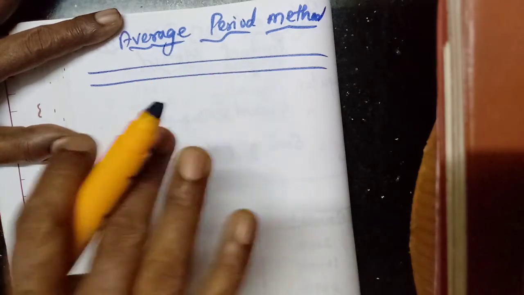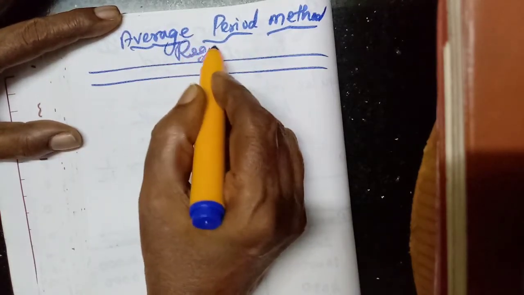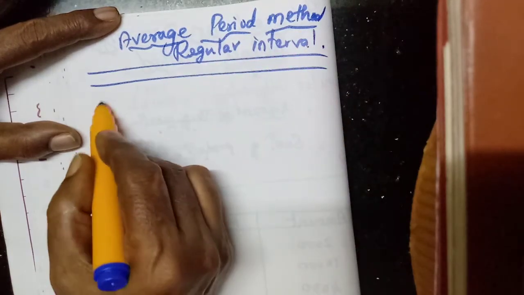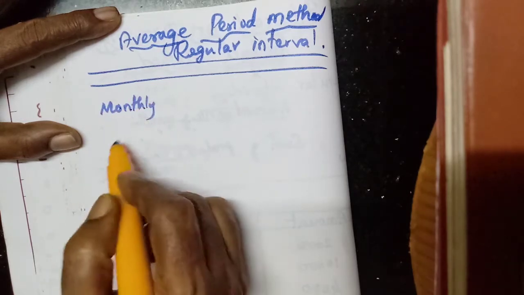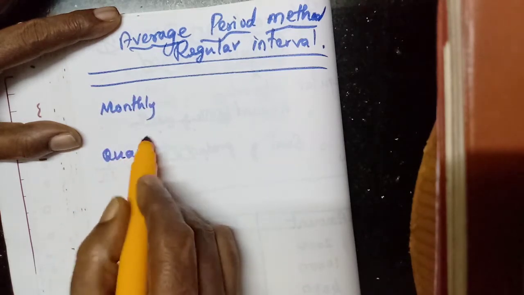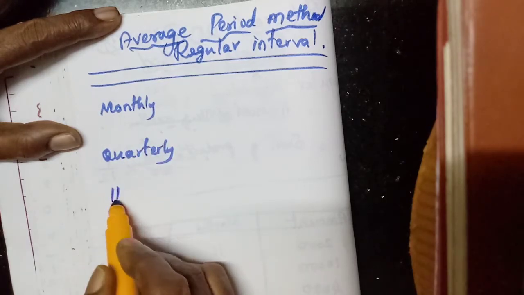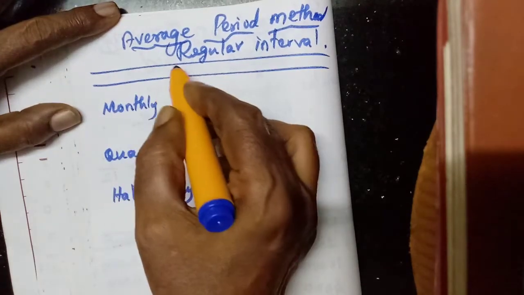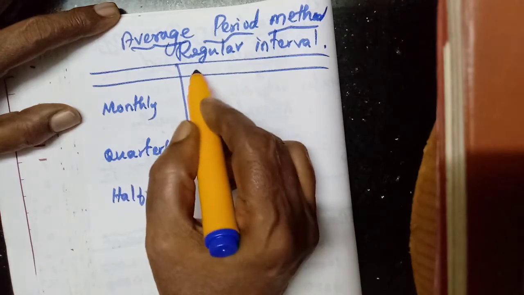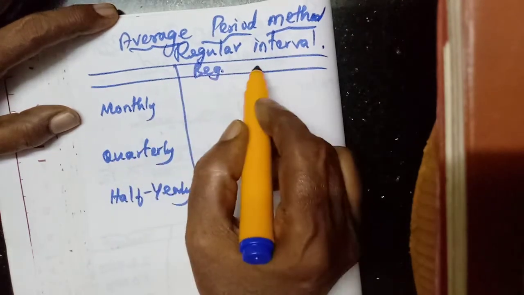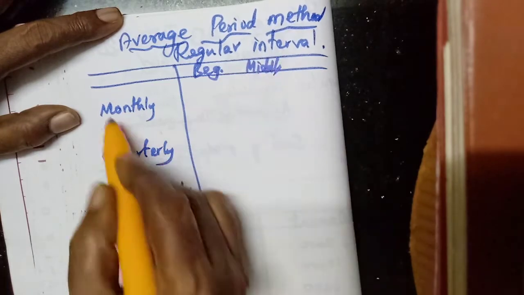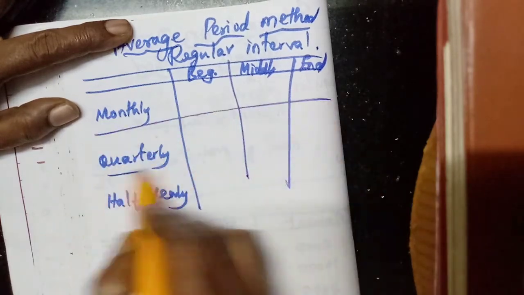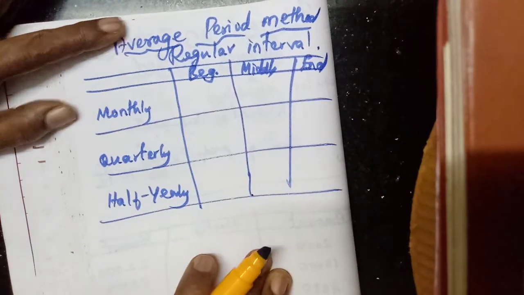For example, at regular intervals some of the partners will withdraw. Either monthly, they may withdraw money at the month, or quarterly, or half-yearly, they may withdraw. Then here also, either in the beginning or in the middle of the period, or at the end of the period. Now you have understood. This is what we have to remember.